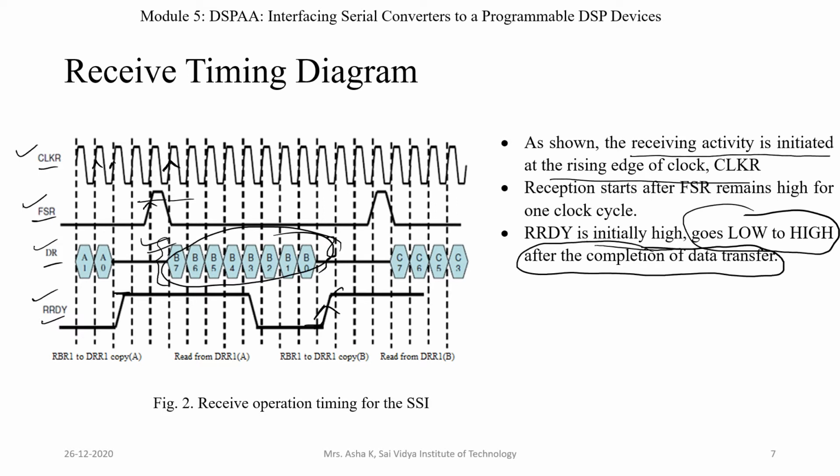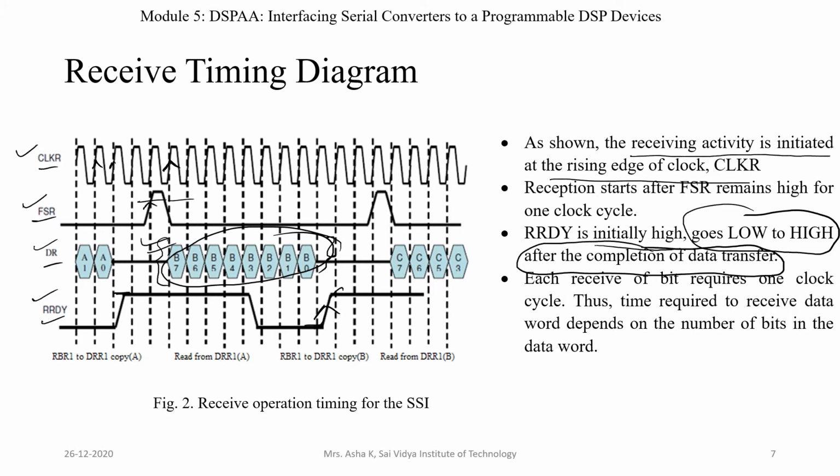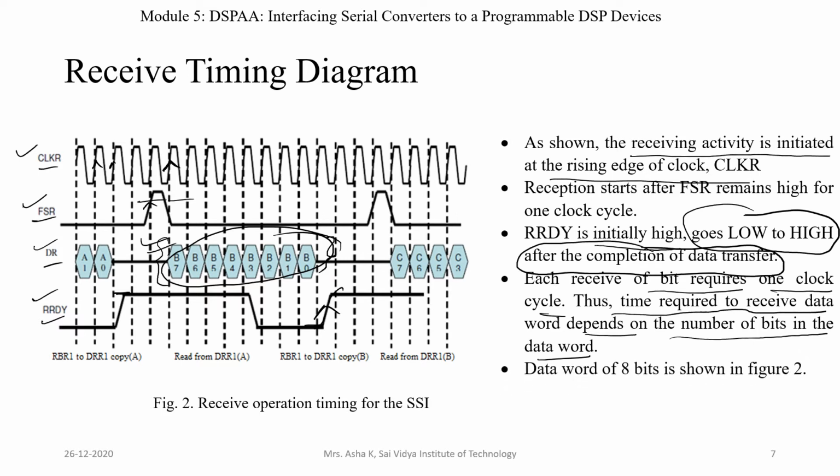Here we have taken an example of 8 bits of data. Each received bit requires one clock cycle. Thus, the time required to receive a data word depends on the number of bits in the data word. The data word of this particular example is 8 bits, as shown in figure 2.